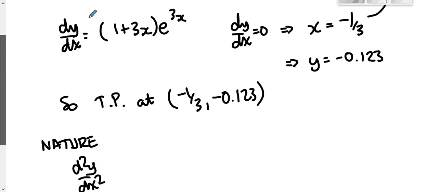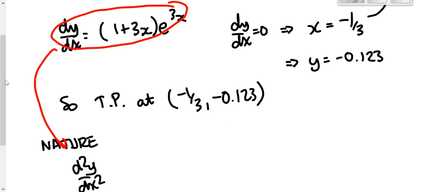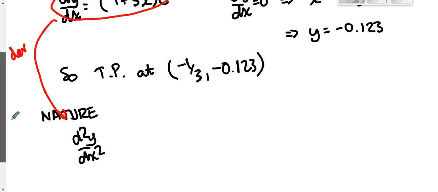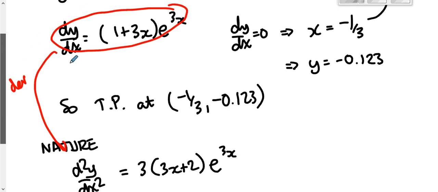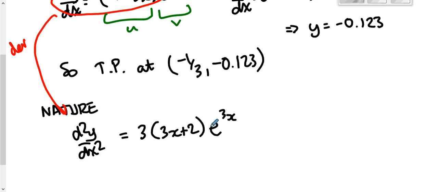I'm going to kind of gloss over this a bit, but essentially you take this thing here and you take the derivative of it. I'll write der there to indicate derivative. And when you take the derivative of that thing, you get 3 brackets 3x plus 2 close bracket e to the 3x. So that's the derivative of that term there. Now you do that using the product rule. You can see here we've got a u bit there and a v bit there, and you just apply the product rule, factorize a bit, and you get down to here.